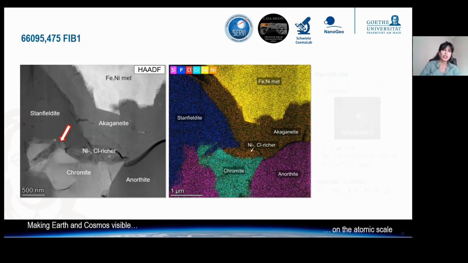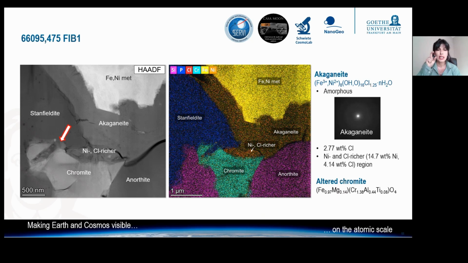It's this region where iron nickel metal is associated with akaganeite, which is the rust. This is a chloride-containing iron nickel oxyhydroxide, which is amorphous in this case, and we have a nickel and chlorine richer region closer to a chromite grain that has a lunar composition. We also have something going on within the Stanfieldite and chromite that needs further investigation, because it can give additional insights into this alteration event.